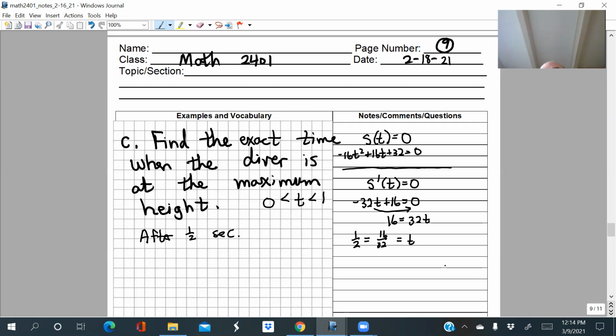How would we figure out then the diver's maximum height? We know that occurs after 1/2 second, so how do we determine exactly what that maximum height is? It's going to be a little bit more than 32, because remember, the diver started at an initial height of 32, and the diver is going to go up for 1/2 second, so it's going to go a little bit above 32. How do we find out exactly how much above 32 that was? How do we figure out what the diver's maximum height was?